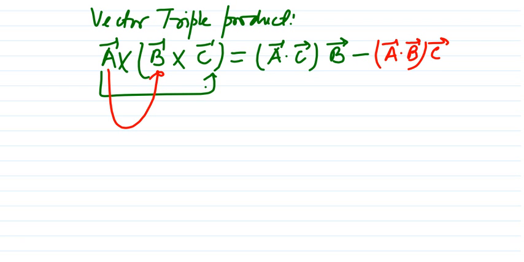Okay. So suppose you have to find B cross C cross A. So this vector is outside. Then take the same rule we have to apply here.